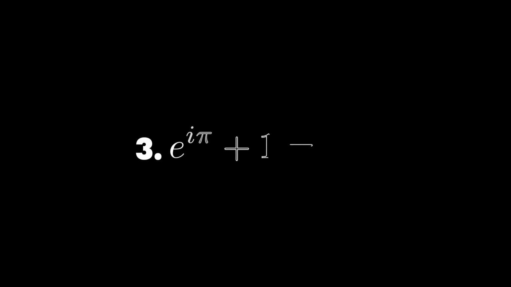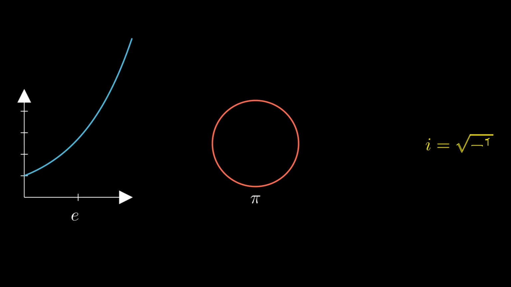Euler's identity is defined as e to the power of i times pi plus 1 equals 0. This equation is significant because it unifies 5 distinct mathematical constants into a single relation. e governs continuous growth, pi governs circular geometry, i is the imaginary unit which allows for calculation in a complex plane, and 0 and 1 represent the fundamental arithmetic identities.